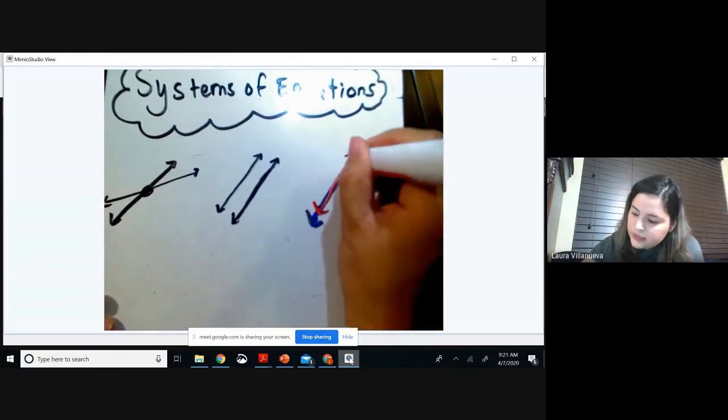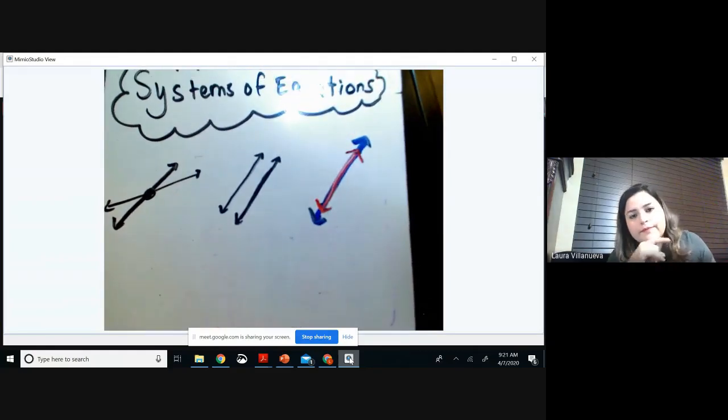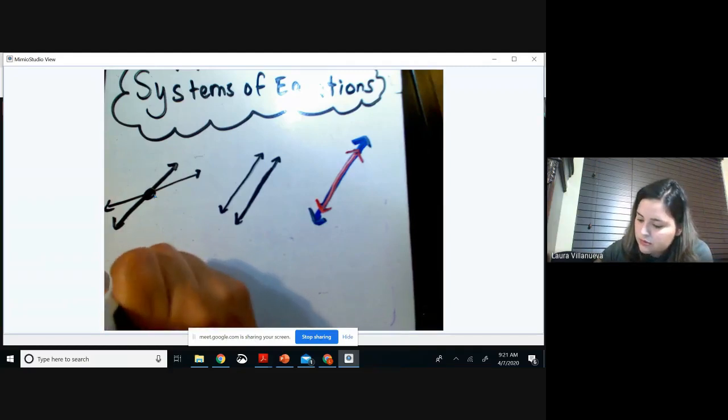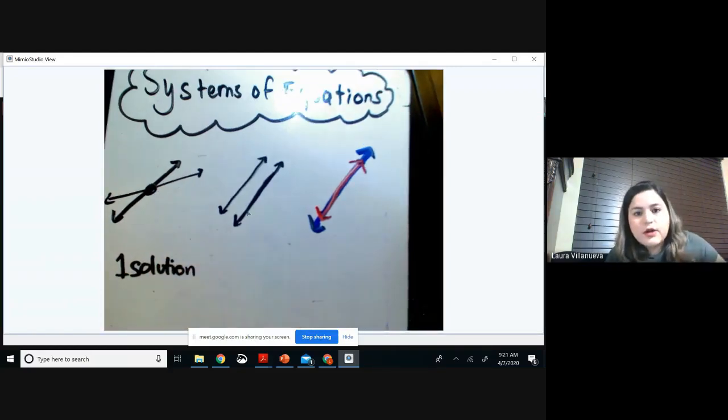So there's two lines here. Okay. So what you're going to do here is you're going to say, okay, this one is going to be touching one time. So therefore it has one solution. One solution. This one are parallel lines. They never touch. So therefore that one is no solution.